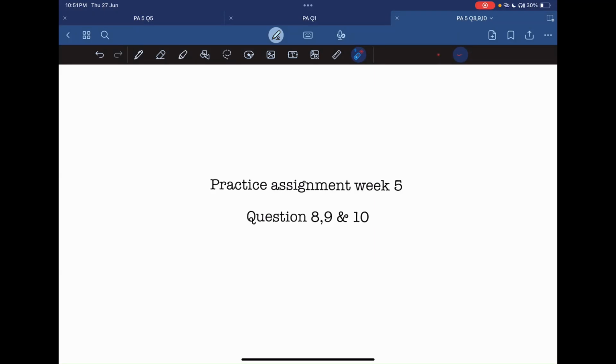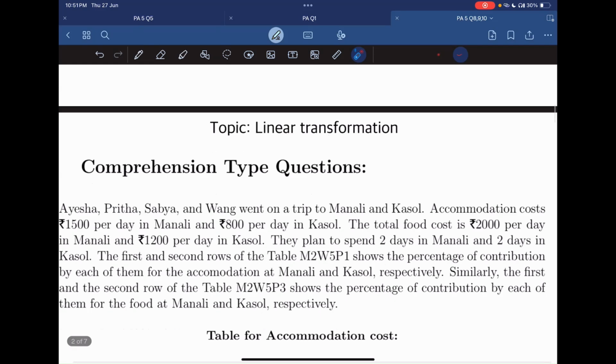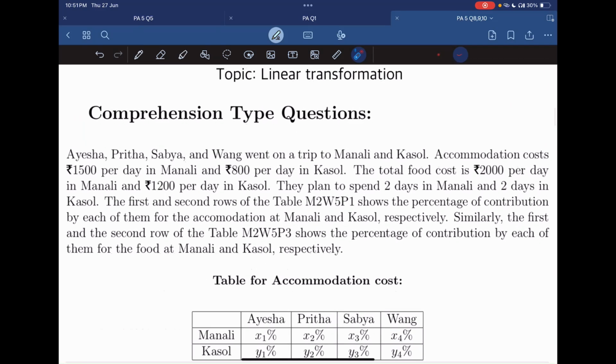Hello everyone. So let's now solve practice assignment week 5, question number 8, 9 and 10. So it's a comprehensive type question.